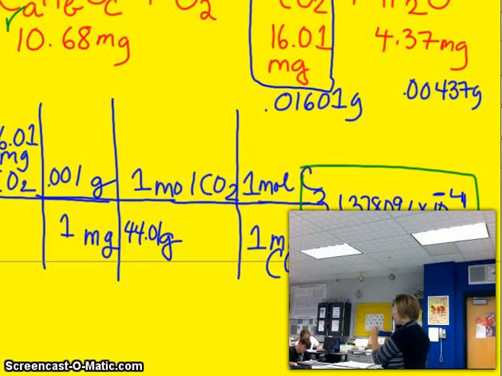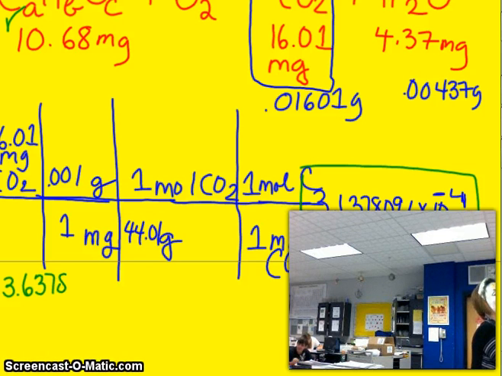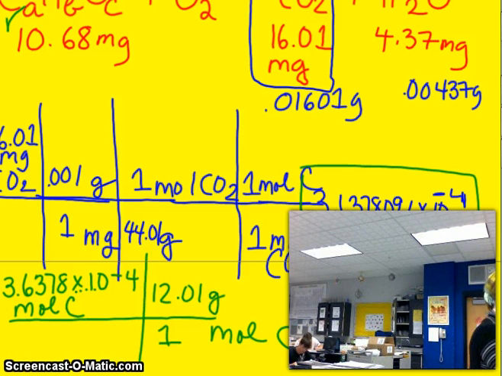Right? Okay, got it. Now, the only reason we get the grams of C is so that we can get the grams of O, right? So I just do it now because I'm on C. I might as well just keep going and get the grams of C. So now we're going to take step 3, take our moles of C. It's already in our calculator, right? 0.36378, yada, yada, yada, times 10 to the negative 4th moles of C, and convert that to grams of C. 1 mole of C is 12.01 grams.